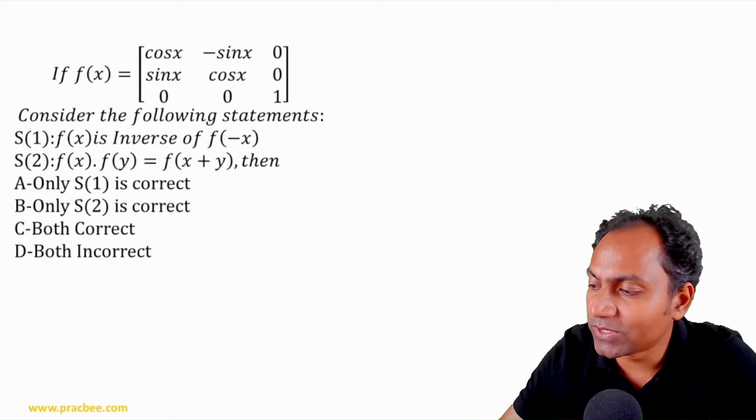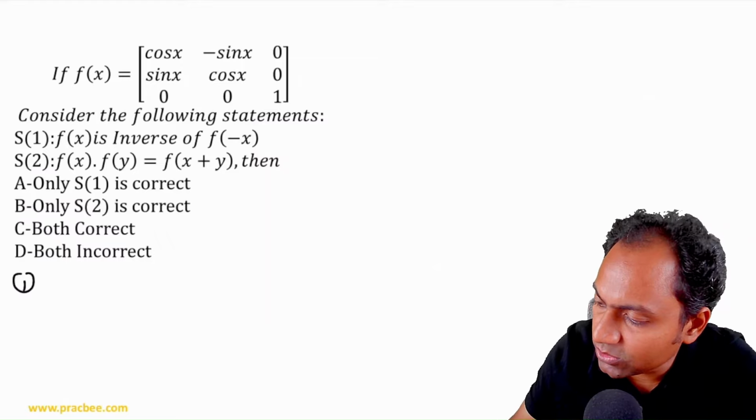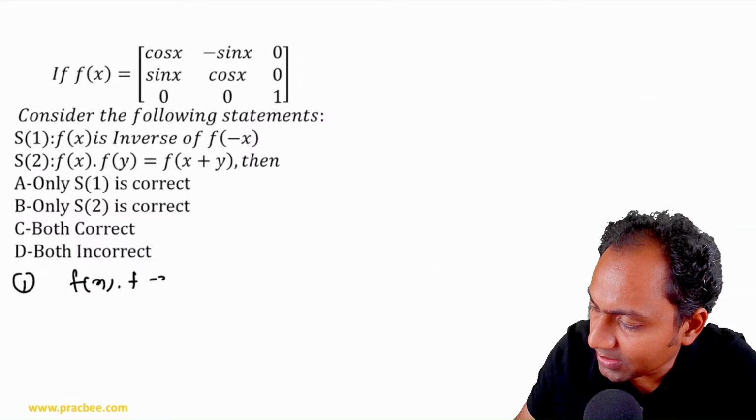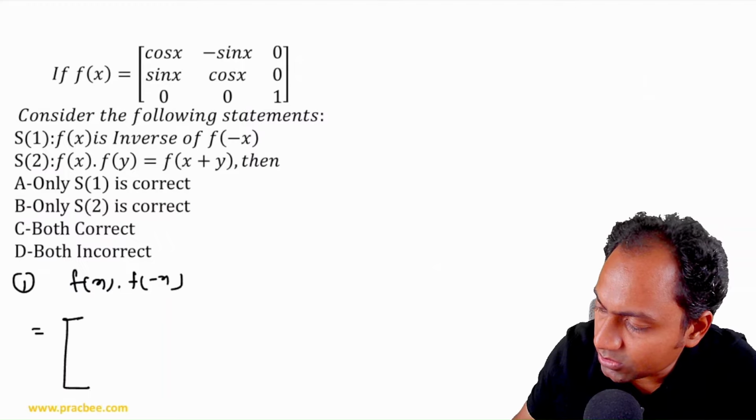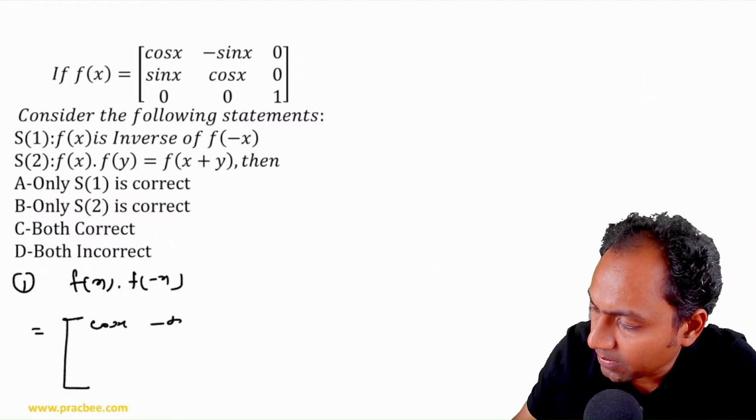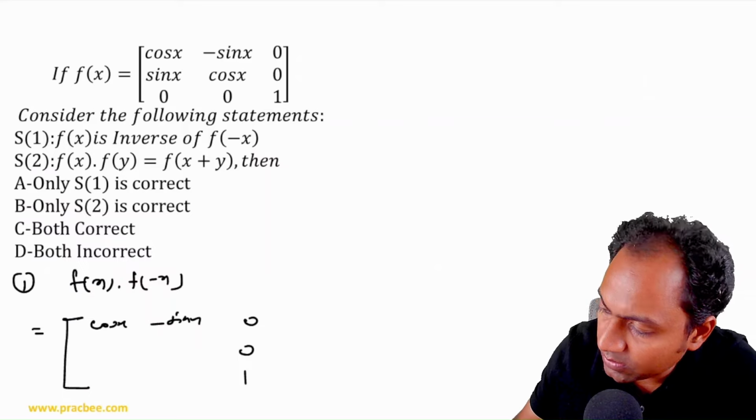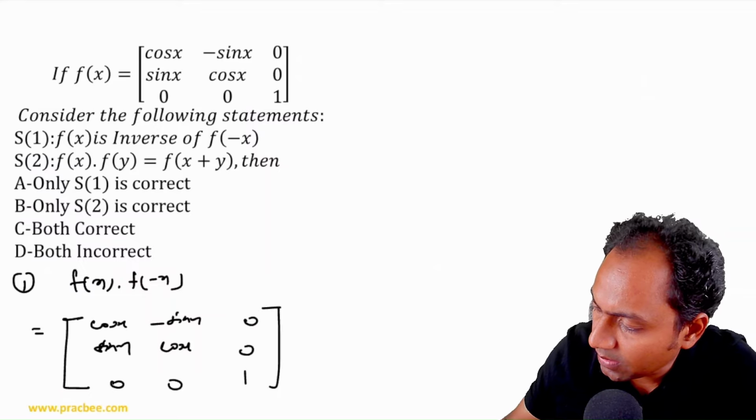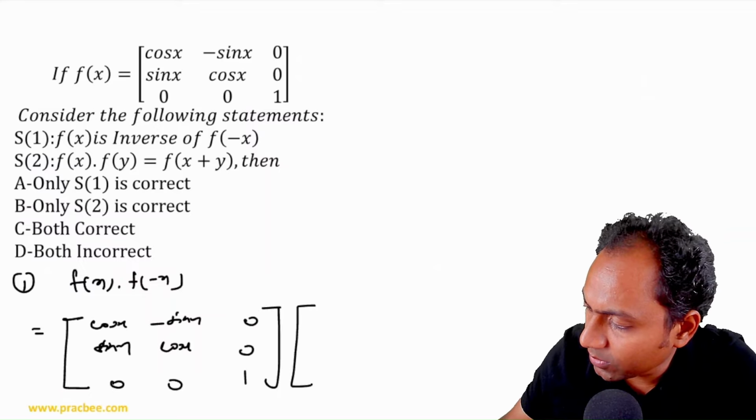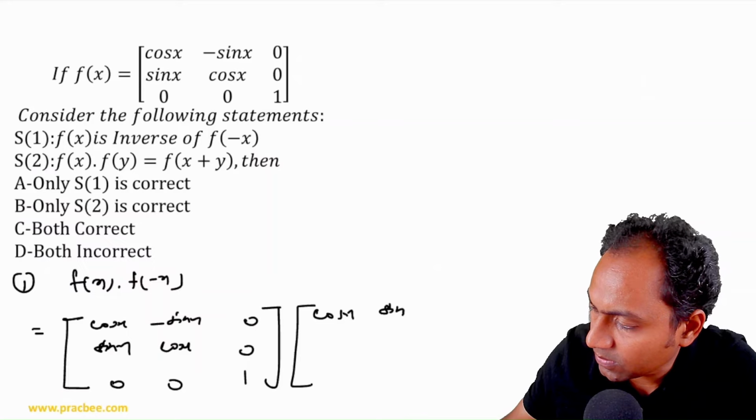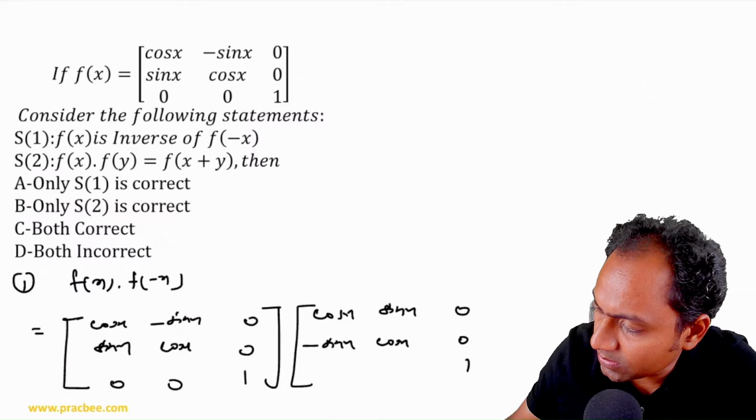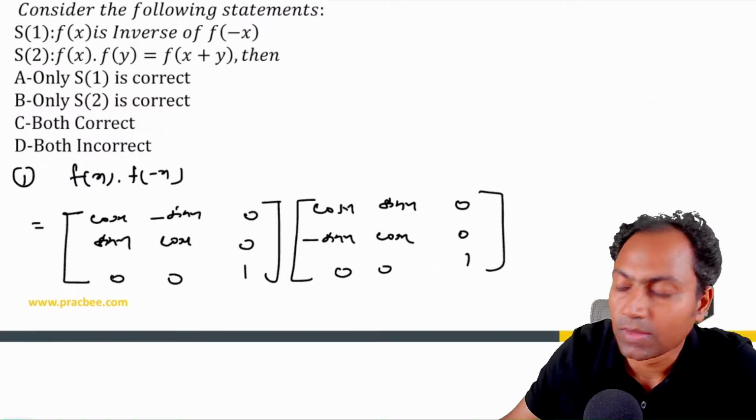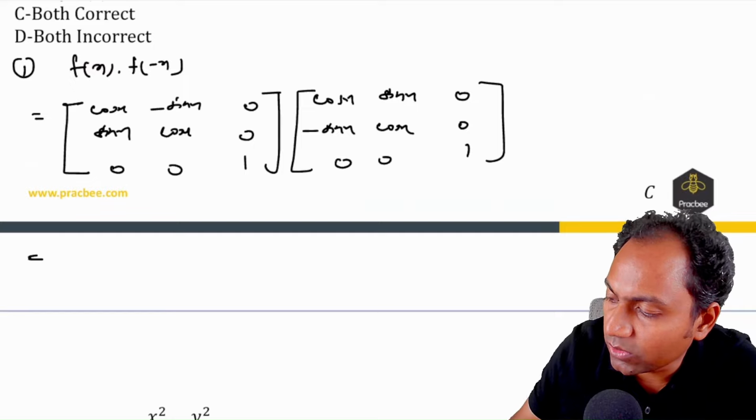Now in this next question, what we need to do is just verify these two statements. So if I multiply f(x) with f(−x), let us see what I get. So if I do that, what I am getting is the matrix [cos x, −sin x, 0; 0, 1, 0; 0, sin x, cos x], and again I can put −x, this becomes [cos x, sin x, 0; 0, 1, 0; −sin x, cos x, 0]. And then if I actually multiply it, let us see what I get.